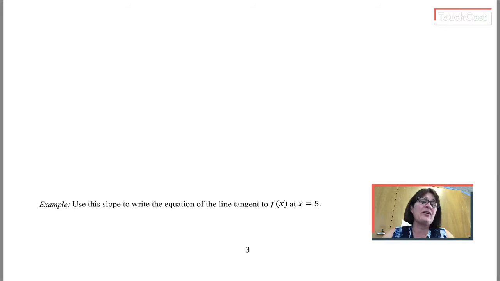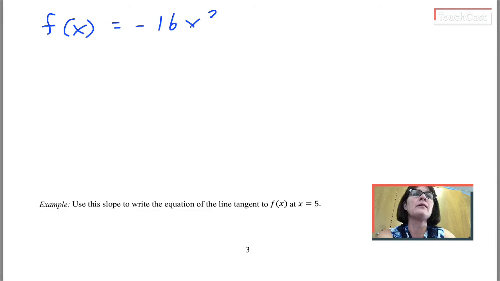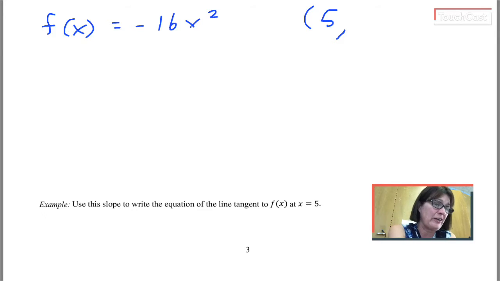All right, so let's just finish up here. Can you use this slope to write the equation of the line tangent to f of x at x equals 5? Well, we said back when we were reviewing lines, to write the equation of a line, you need the slope, which we just found. We also need an ordered pair. So here, I'll write it up here. Just remember f of x was negative 16x squared. So I know my x is 5. So my ordered pair is going to be 5 comma something. It's my job. I actually have to go do this work to figure out what the y is. But that's going to be by finding f of 5.